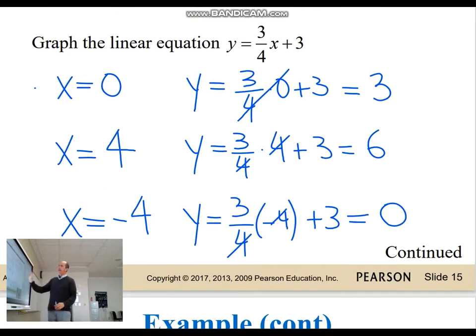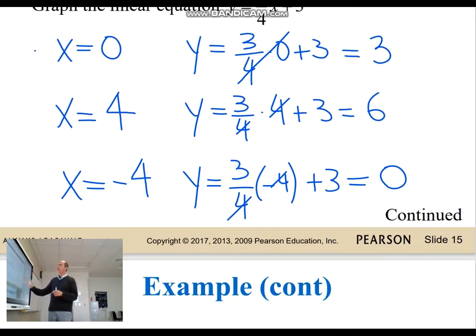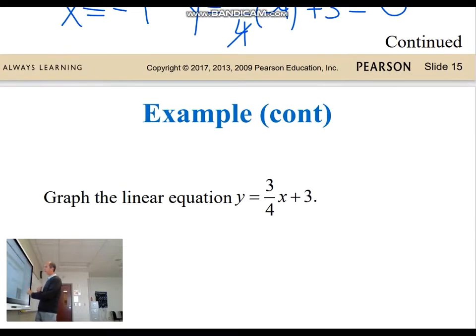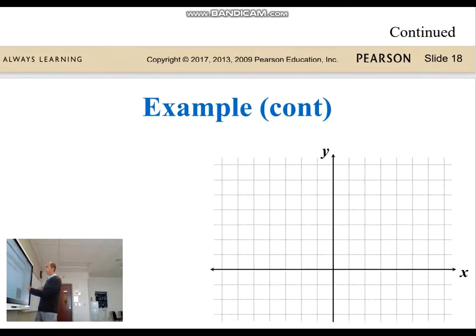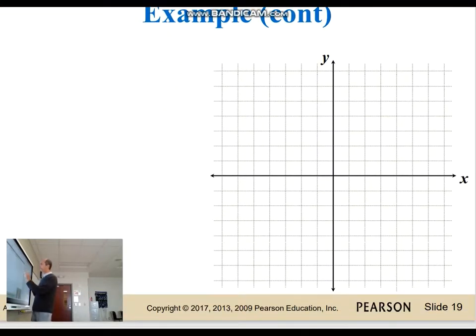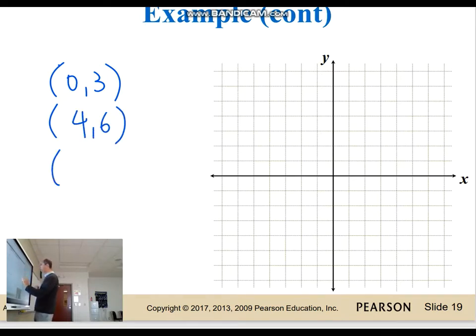You can find the representation of a linear equation with just 2 points, because you can find a line with just 2 points. We usually find 3 points just to check and make sure that you found the right graph. Now we can graph them. The first point is 0 and 3. The second point is 4 and 6. And the third point, negative 4 and 0.